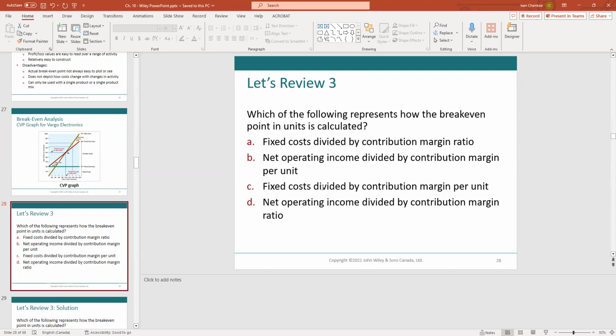Do I care about net operating income? Is the net operating income part of my formula? No. B and D are gone. Now you have A and C.